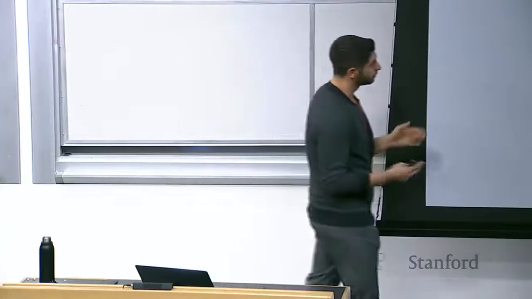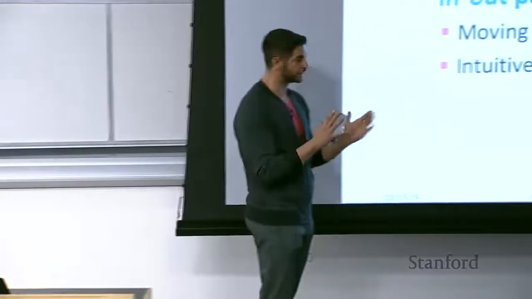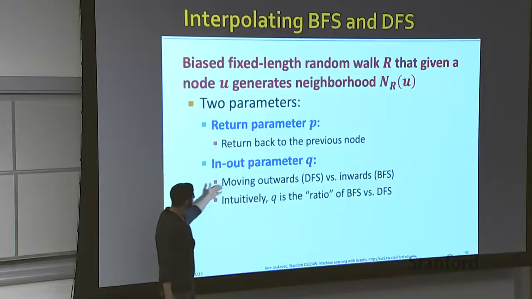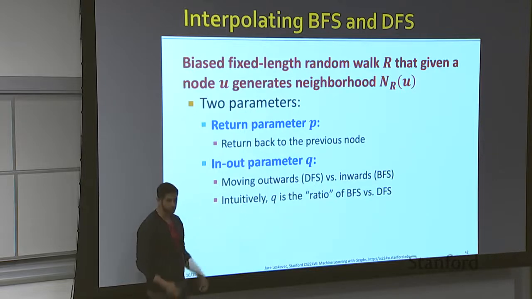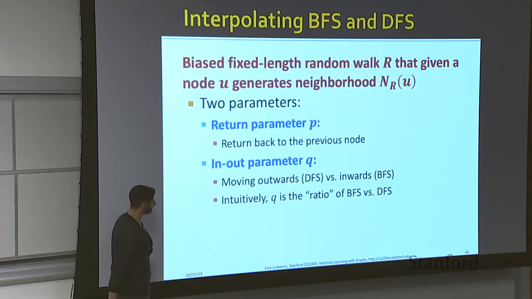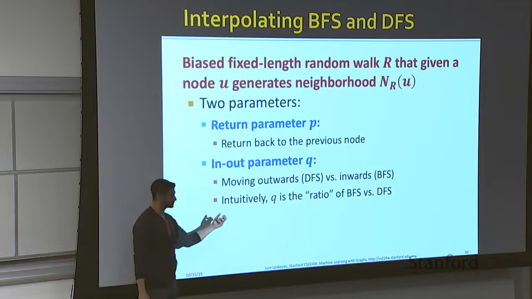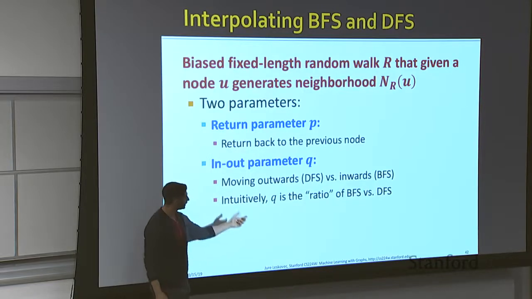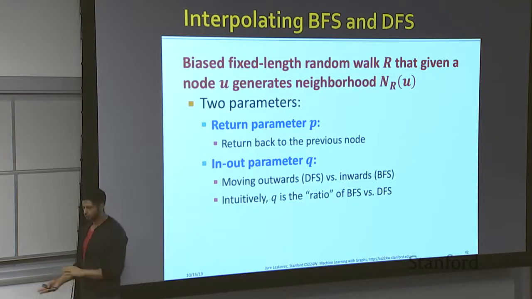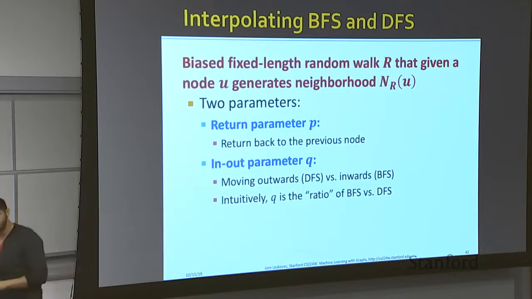And then the parameter Q, which is what we call the in and out parameter, is the trade-off between moving outwards, so the DFS, versus inwards, so just performing a BFS, okay? And intuitively, what this Q parameter is capturing is the ratio between how often you perform a BFS versus how often you perform a DFS, okay?